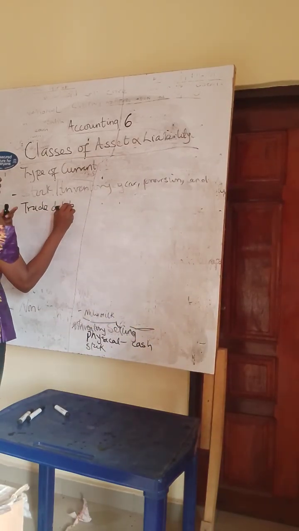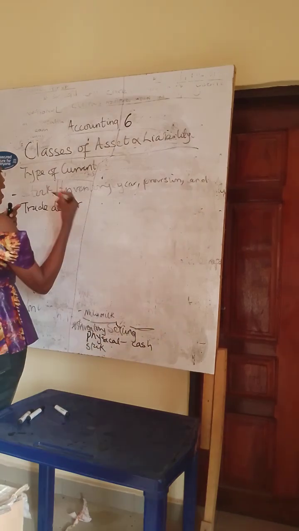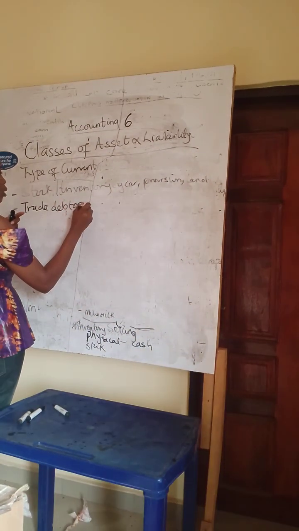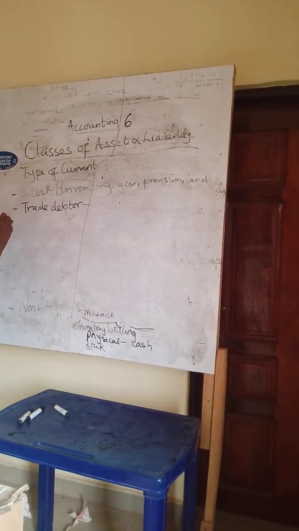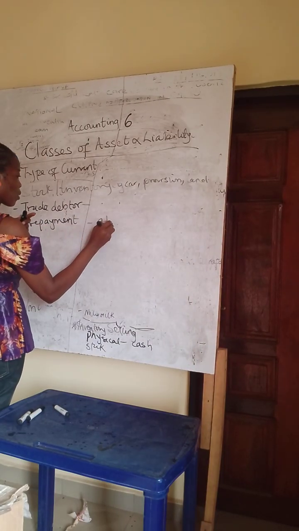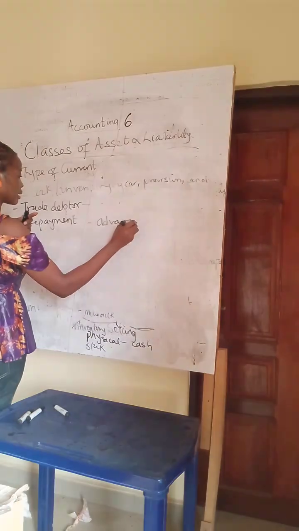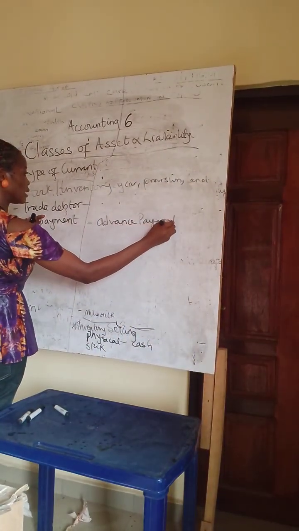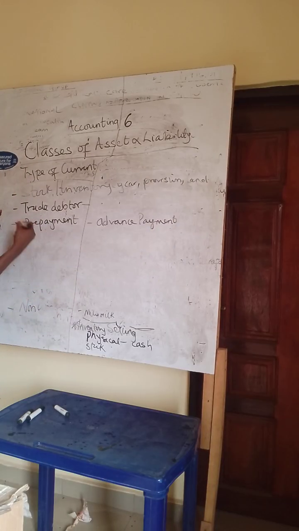Now, another important type of current asset that we have is your debtors, trade debtors. These are those people that have purchased things from you and they say they'll pay you later. Are we together? These are also another class of current asset. Another class of current asset is prepayments. Prepayments are advance payments, things you have purchased in advance. Like when you buy a NEPA card in advance, that is a type of current asset.